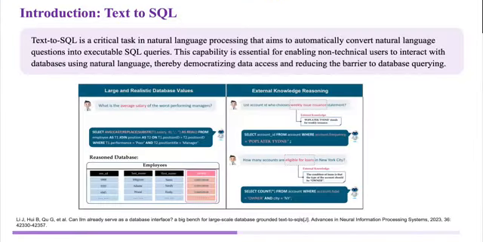Okay, here is the introduction to Text-to-SQL. Text-to-SQL is a critical task in natural language processing, aiming to automatically convert natural language questions into executable SQL queries. This capability is essential for enabling non-technical users to interact with databases using natural language, thereby democratizing data access and reducing the barrier to database querying.